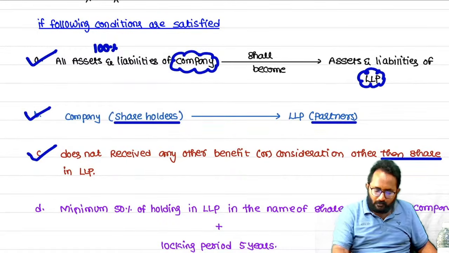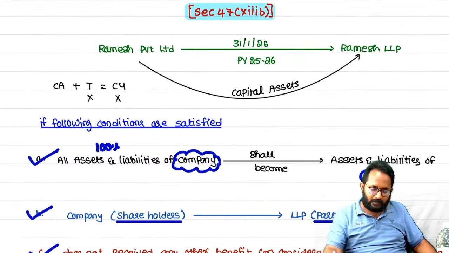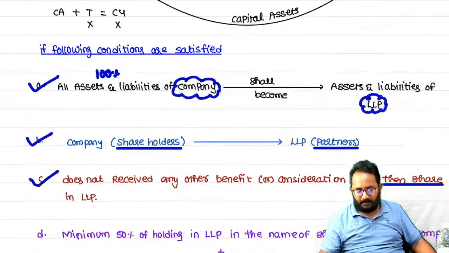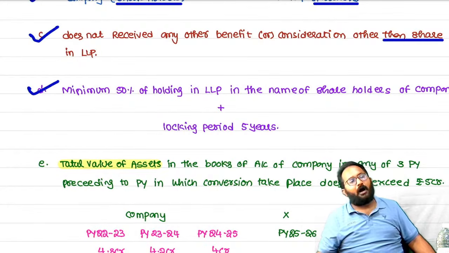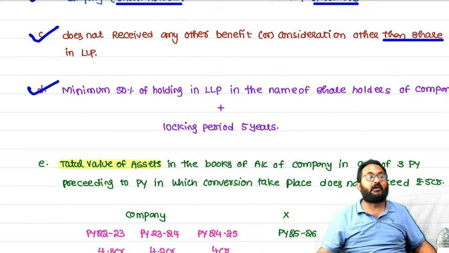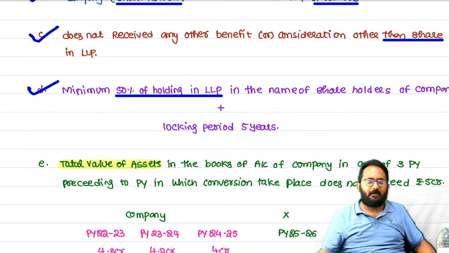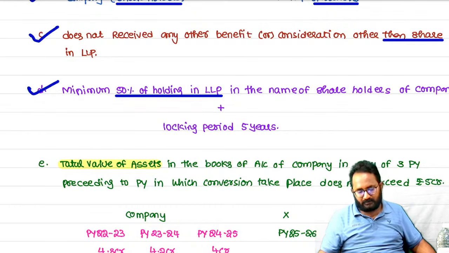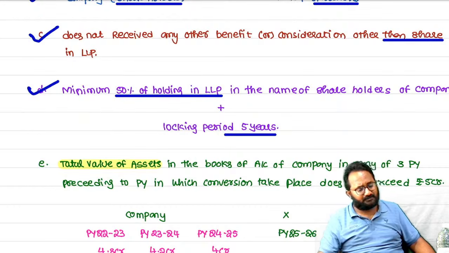Now, what are the shares we have to receive? I will transfer all the capital assets, and I will get the shares in the LLP. Next one, at least all the shareholders together are required to take the profit sharing ratio. How much? 50%. That means a minimum of 50% of holding is held by the shareholders. Lock-in period, how many years? 5 years.